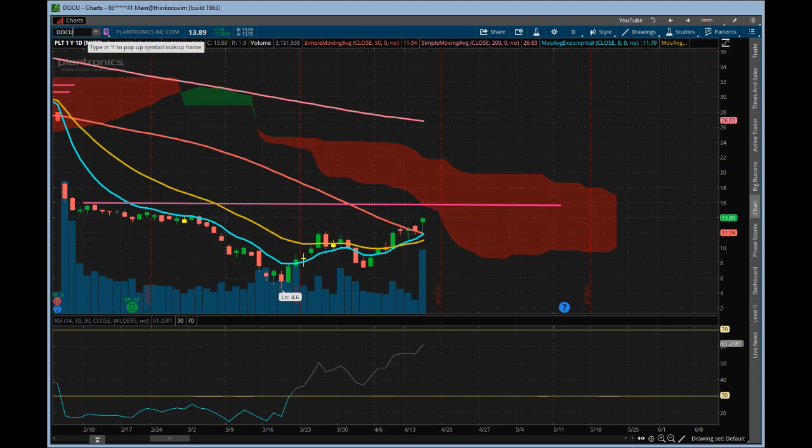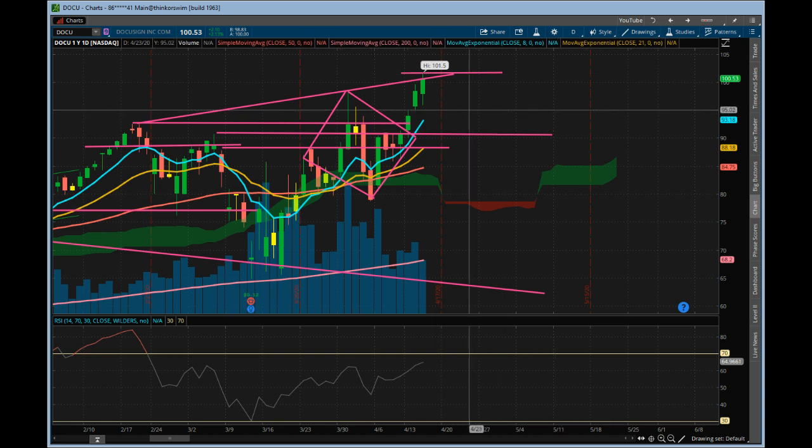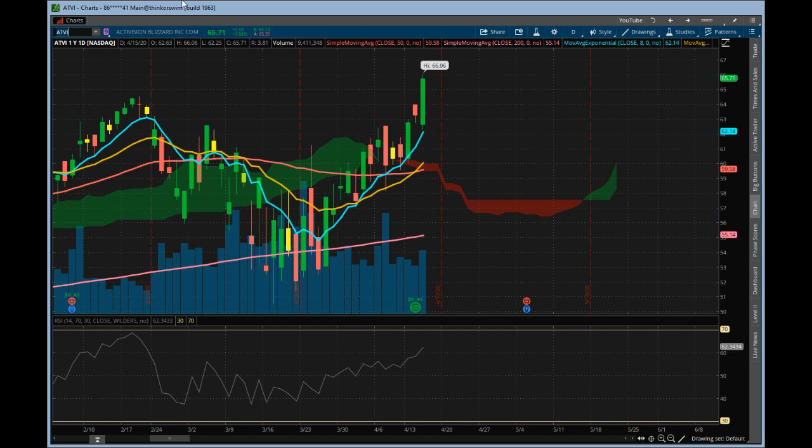Let's take a look at Docu. Yeah, Docu had a pretty good day too. It closed right at this megaphone area right here. So a little sketchy because of that, but just see how it holds today's highs. Maybe it could close above that with some good volume and continue to work its way up. It's a good social distancing type stock. So ATVI also a strong close today. Good volume.